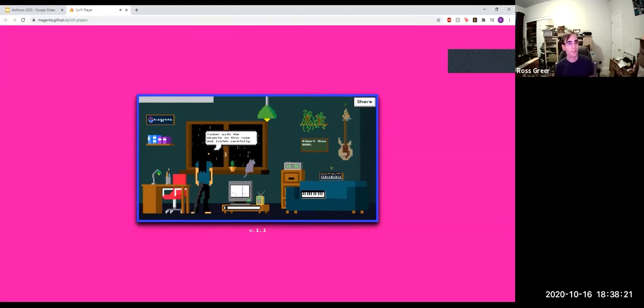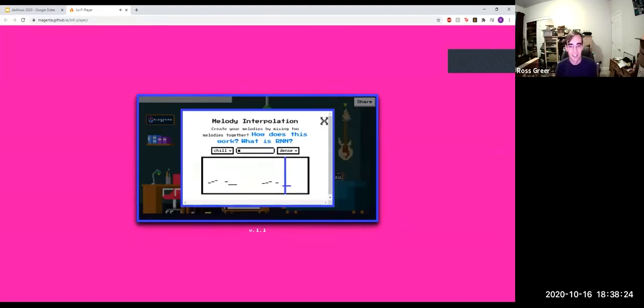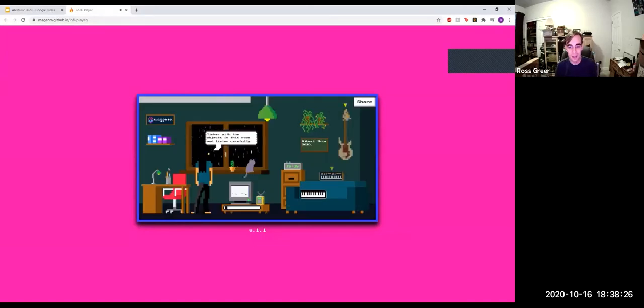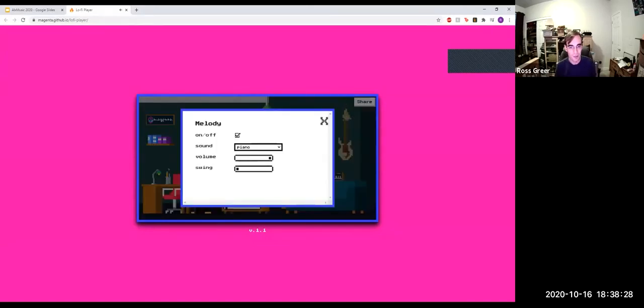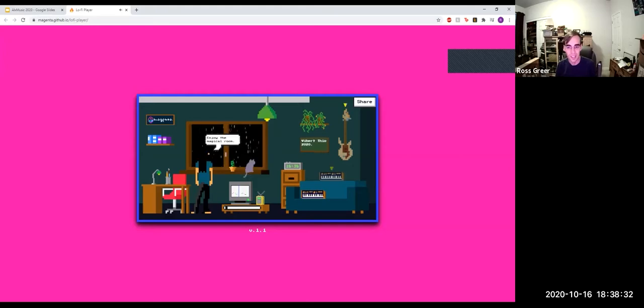And what's cool about this tool, if anyone wants to play with it later, is they have all these different parameters of the network output that you can change. You can change the instrument, volume, swing, all these things. So yeah, this is built on recurrent neural networks. This is a small demo.